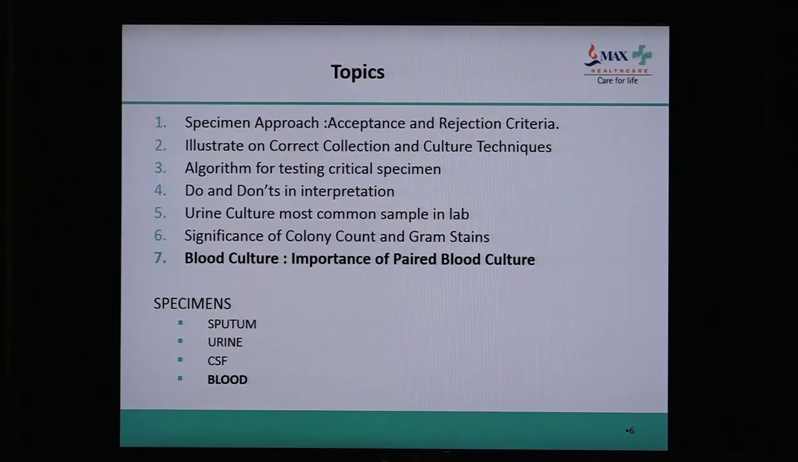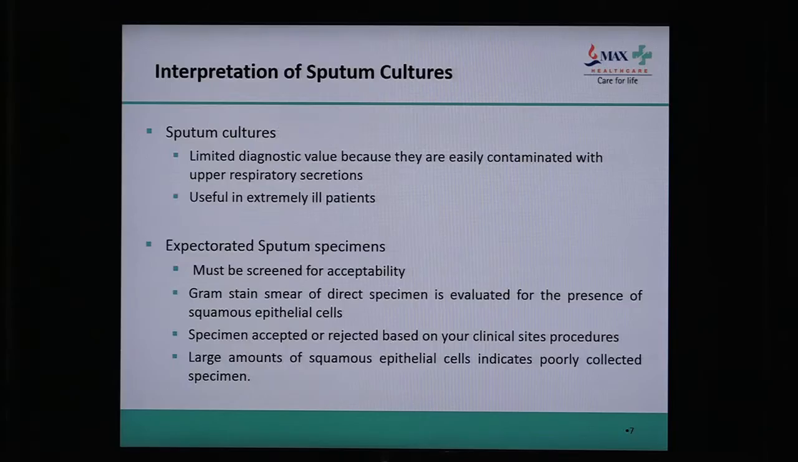So, what I will cover is mainly the most important samples like sputum, urine, CSF and blood. Mainly I will cover blood: the specimen approach, how we take the samples, the rejection criteria, correct sampling, then the interpretation of the culture, urine culture report and gram stains, the pre-analytic as well as the culture report.